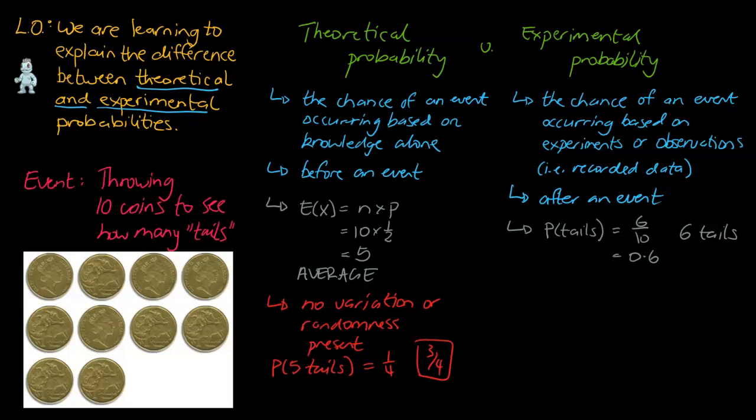So it'll be something that's not that 5. It could be 4, could be 6, could be 3, could be 7. Maybe more unlikely, it could have been 2, could have been 8, but most of the time you're going to get what you're not expecting. The probability of not 5 tails was equal to 3 over 4, and that's way more likely to occur.